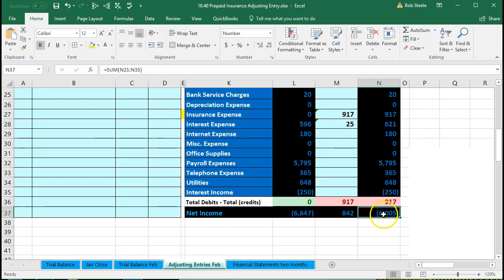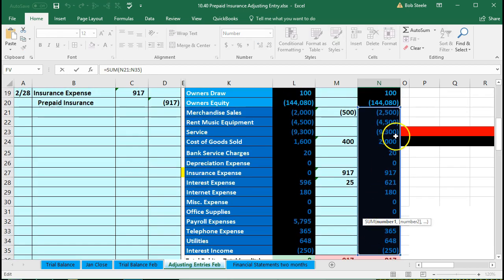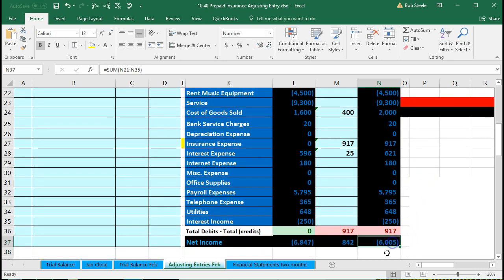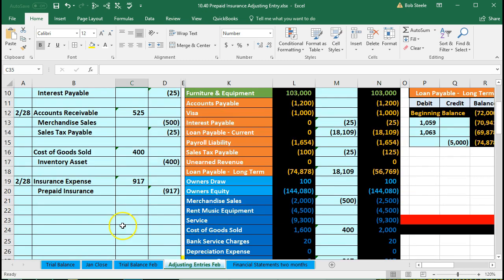So the effect on net income here, remember, net income is the revenue of credits minus the debits of expenses. This is income on this sheet. This is where we started. This is the activity that has happened, and we are now reduced in income from 6,847 down by 842 to 6,005. Let's record the other side now.